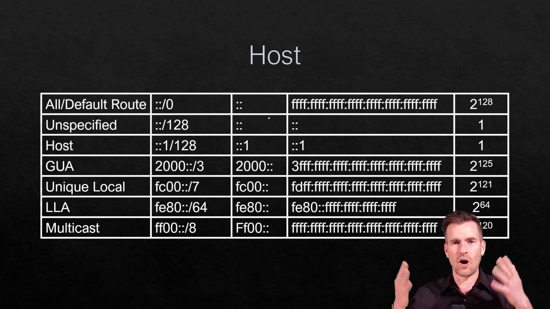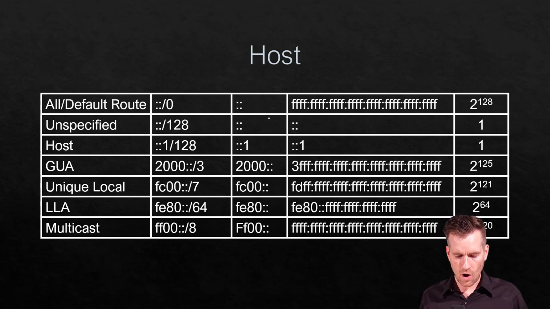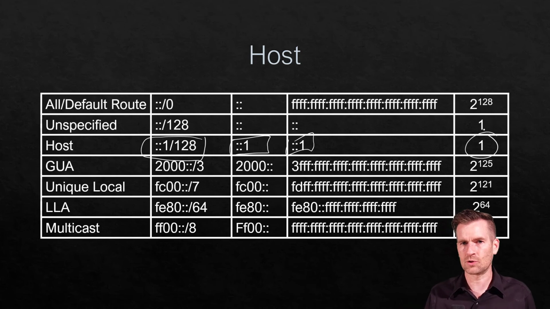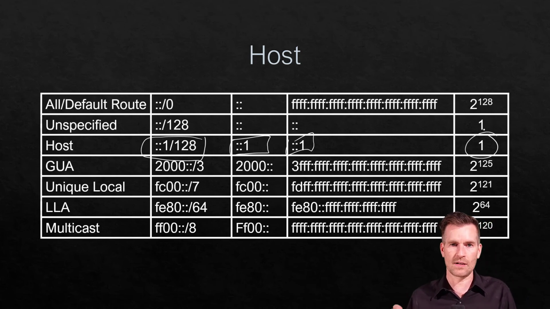Then we have the host itself. So the host is ::1/128. So the range is from ::1 to ::1. So just one option here. This specifies the host itself. This is similar to 127.0.0.1, or the 127.0.0.0 range, the whole range really. So this specifies the host.